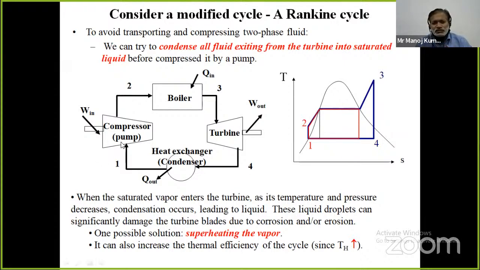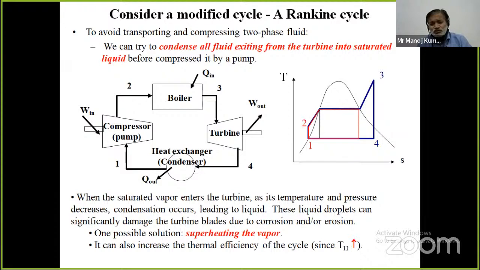So after the compressor, it will require only a little work, because the specific volume of saturated liquid will be quite less than the volume of saturated vapor. So at state 2, the liquid enters the boiler and heat is supplied in the boiler. This process is not reversible isothermal, but this process will be reversible isobaric. So process 2-3 will be the reversible isobaric heat addition in the boiler.